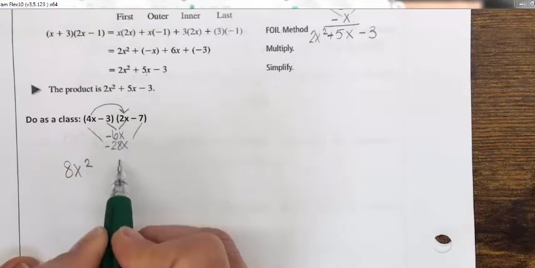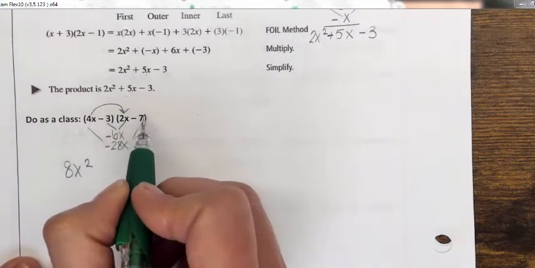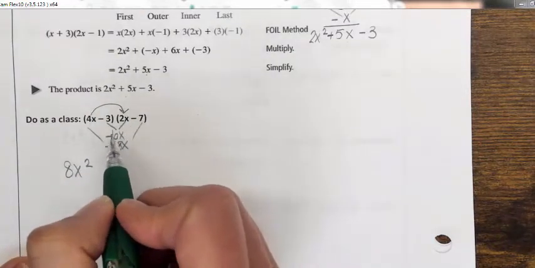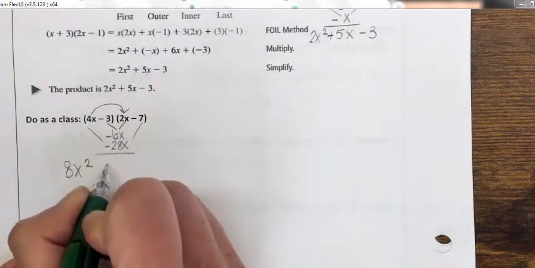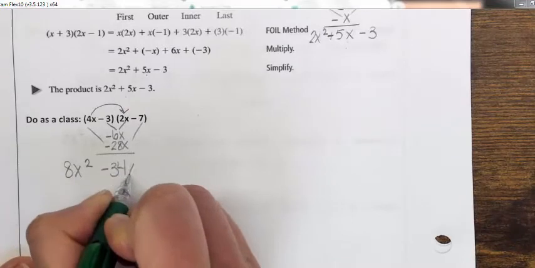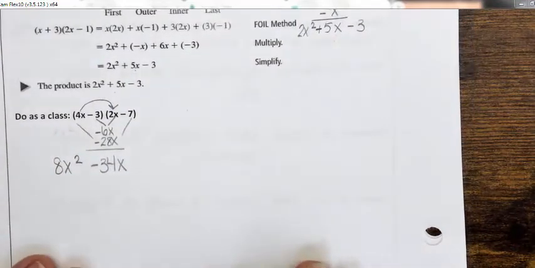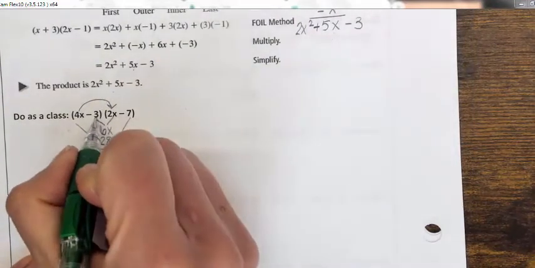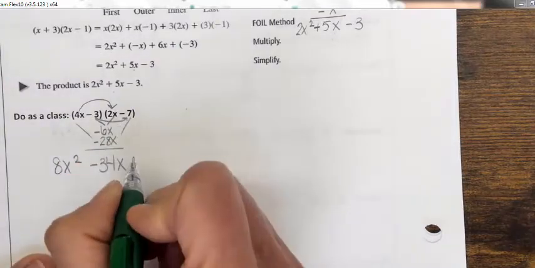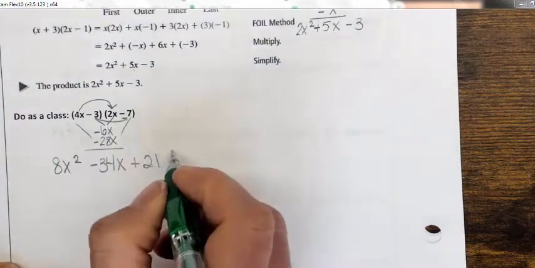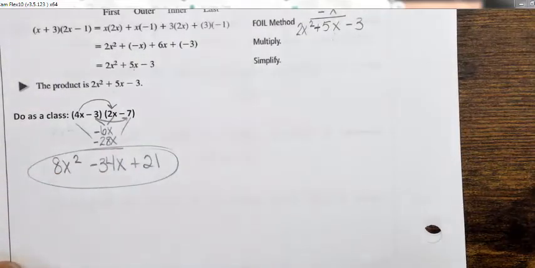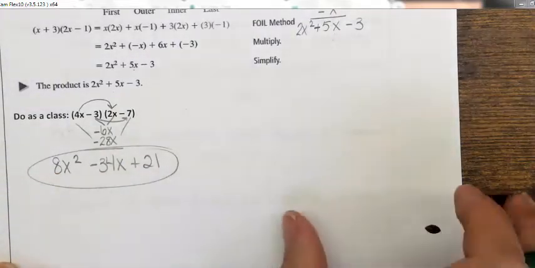Those are like terms. So if I had just gone ahead and double distributed, I would have had negative 28x, and then I would have had negative 6x, and I would have combined them. And when you combine those, you get negative 34x. And then my last terms give me positive 21. Okay, moving on.